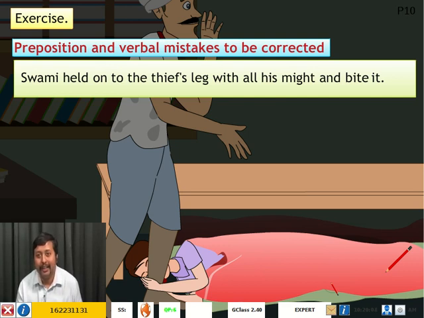Preposition, you all understand, there is a prepositional error. And what's a verbal mistake? Verbal mistake would be a grammatical mistake, right? So where is that error? First up, held on. Is it on? No. It should be what? Swami held on to the thief's leg with all his might, and it can't be bite, it has to be bit. Swami held on to the thief's leg with all his might and bit it.